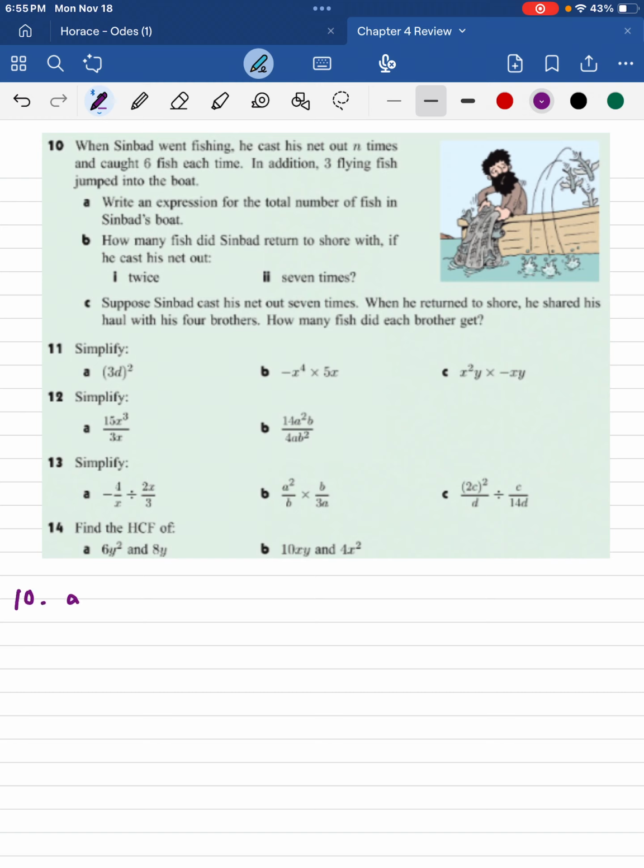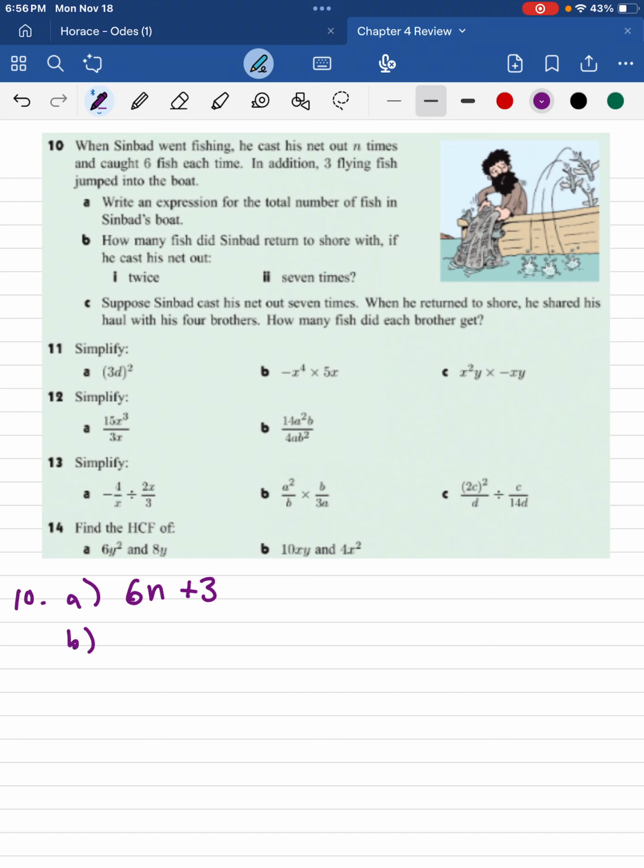Well, we start off with the fact that he catches 6 fish each time he casts his net. He casts his net n times. So we have an each or per style question. So that's going to be 6 times n, or 6n, plus the 3 fish that jumped onto his ship.